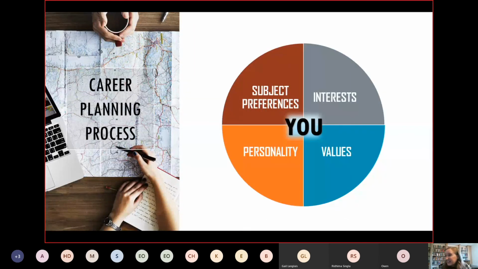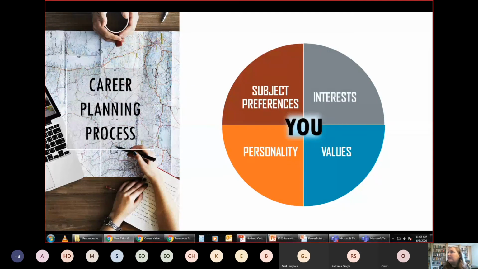So to simplify this a little bit more, when I work with students, I like to look at 4 pieces of you. So you've got subject preferences. This is great because if you're in high school, probably a huge amount of what you know about yourself in terms of occupations is about the subjects you like and what you're good at and what you hate, right? And what's really cool is a lot of occupations can be connected directly to subjects. I'll show you an example here.